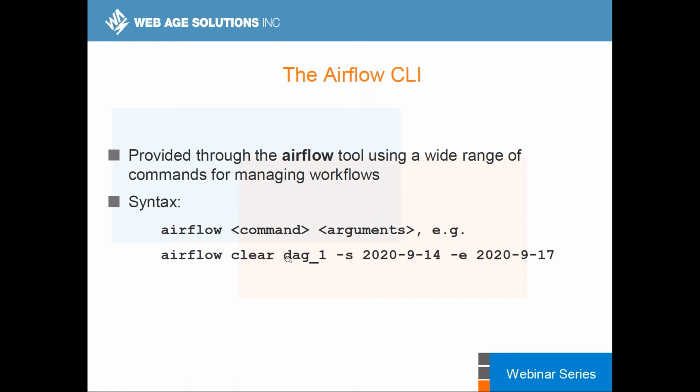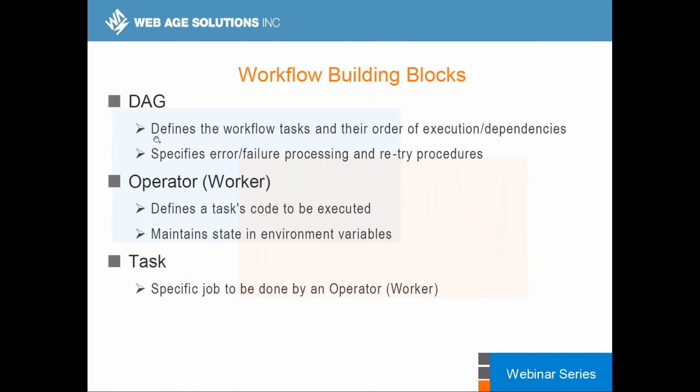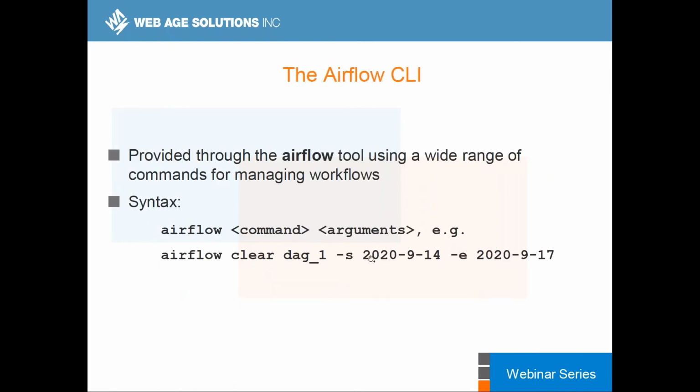So that's what you would be able to do. Essentially, clear is the command, and the arguments would be the specific DAG IDs for the DAGs that you want, because every DAG is identified, and you will see it shortly. Start and end date is essentially a range of dates where things just didn't work as expected.